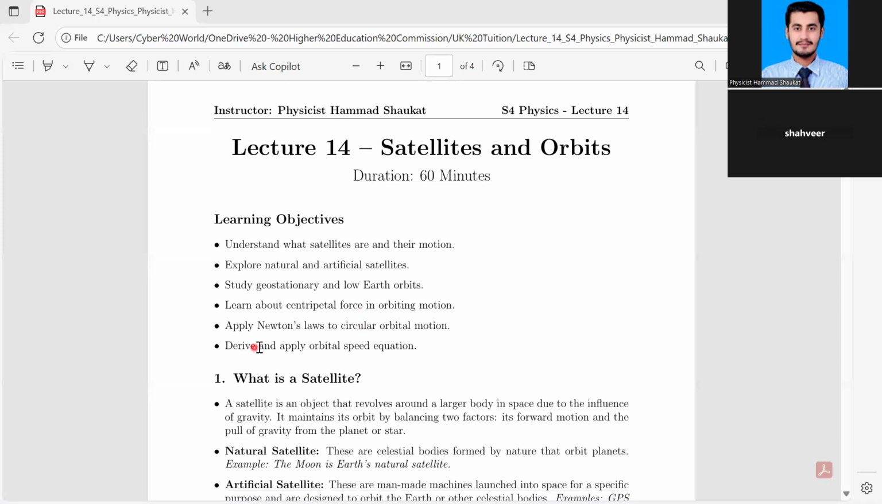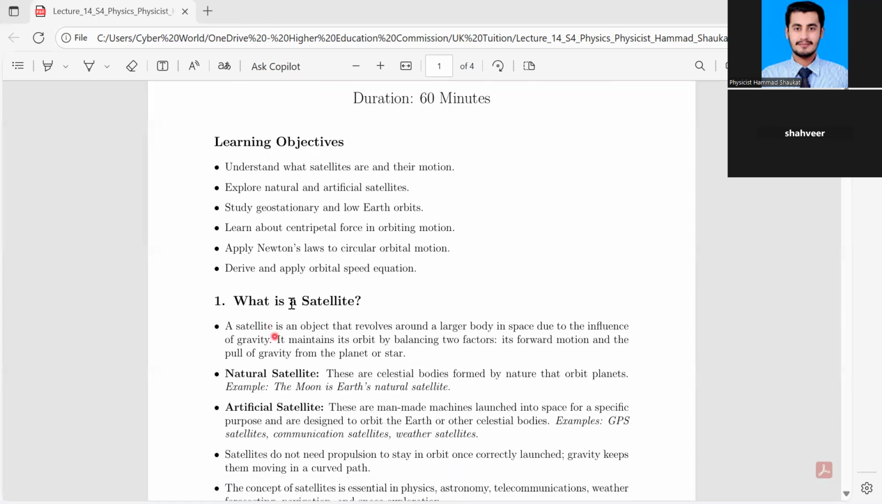Then we will apply Newton's laws of motion to this centripetal force or circular orbital motion of the satellite. You know how many laws of Newton there are? There are three laws of Newton. We will apply those Newton's laws in this topic. And at last, we will derive a relationship for the orbital speed. We will derive an equation for that also.